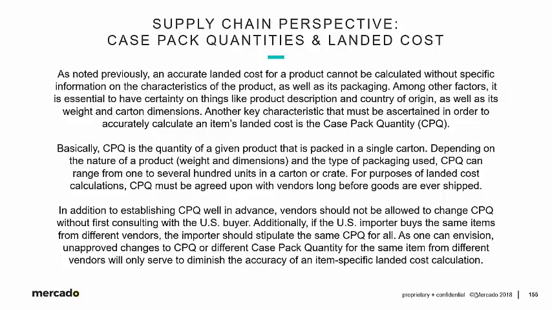As another point in our last paragraph, in addition to establishing CPQ well in advance, vendors should not be allowed to change CPQ without first consulting with the U.S. buyer. This happens more often than one might think, where a vendor, for very simple reasons, i.e. they only have one kind of carton around, when an importer's purchase order is being manufactured, they use that carton. And it might be a CPQ of 6. Next month, it might be a CPQ of 12. We can't have that as the importer.